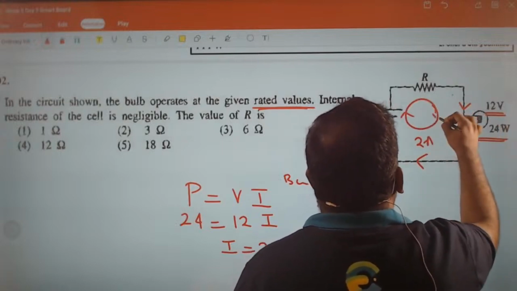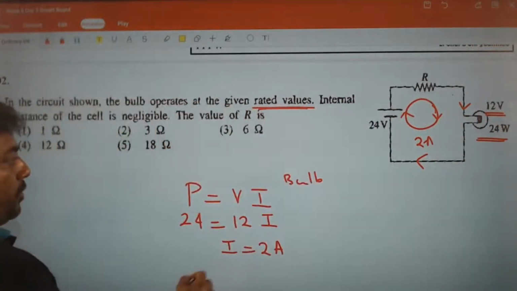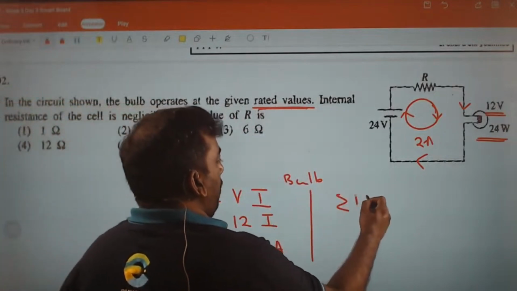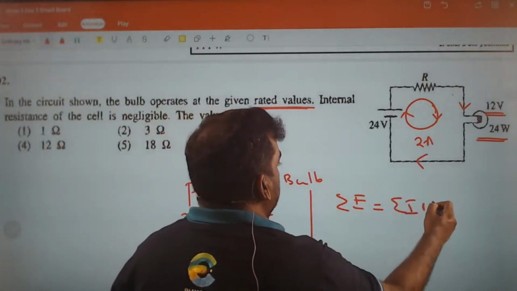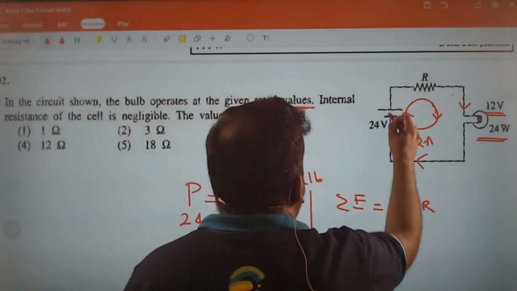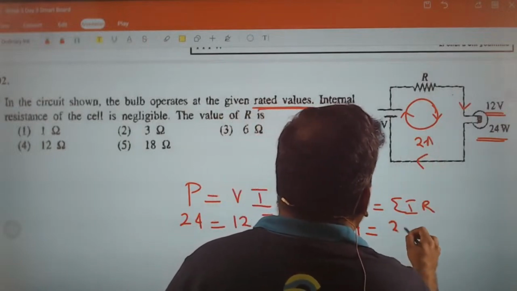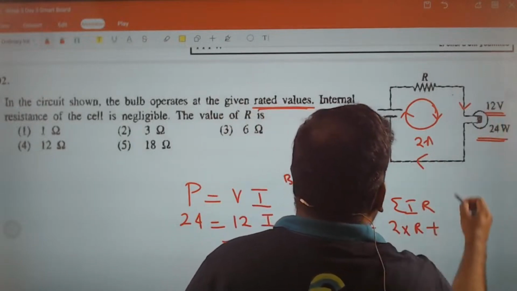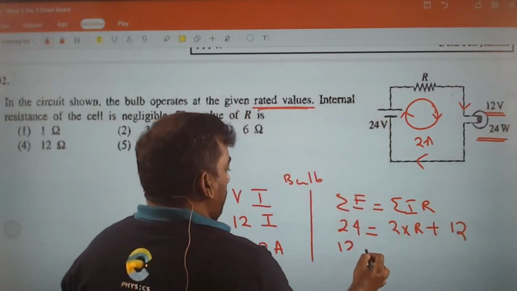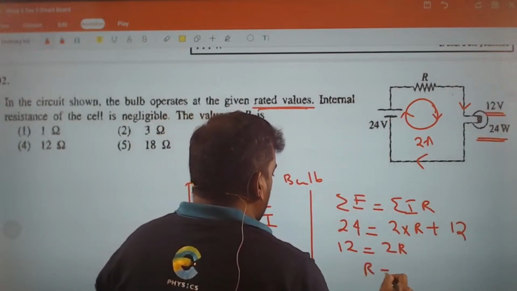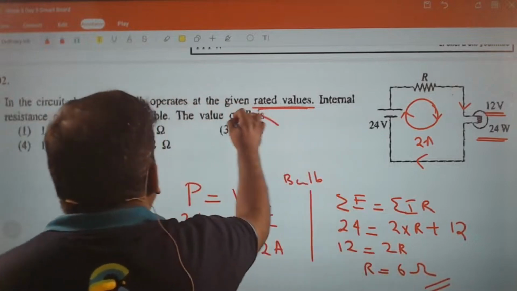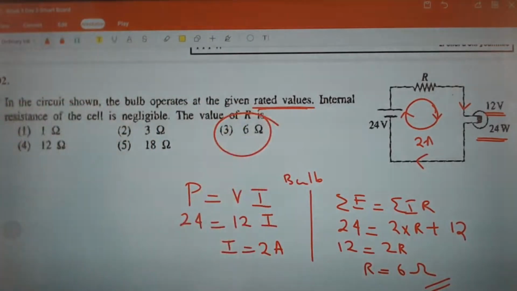Now apply Kirchhoff's law. Sum of EMF equals sum of potential differences. Loop direction, current direction same: 2 times R plus voltage here is 12. 12 equals 2R. R is equal to 6 ohm. 6 ohm means correct answer is answer number 3.